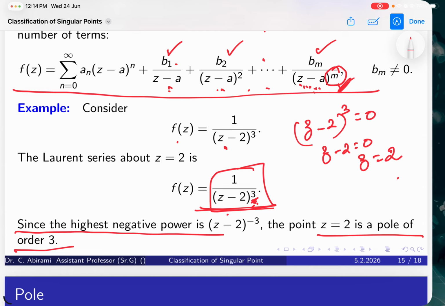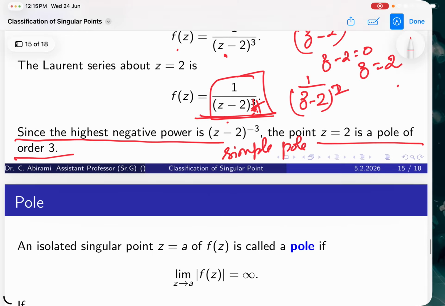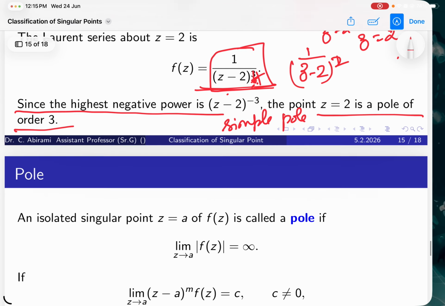Like this we can identify a pole of order 3. Suppose if it is given like this with power 4, it is a pole of order 4. If it is given as 1 divided by z minus 2, it is a pole of order 1, or we can call it a simple pole. Suppose if it is given with power 2, it is a double pole, or pole of order 2, sorry. Okay, like this we can define it. So for poles also, we can identify them in different manners.